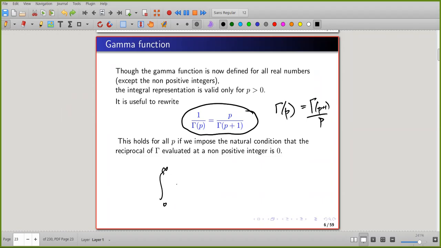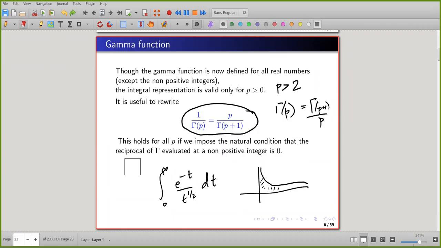Integral 0 to infinity, let's just take half, t to the power half dt. Although this function does blow up at 0, I'm guessing that the integral will still be finite. Is that correct? I'm not sure. To be safe, if you want, I can just write that we define the gamma function by an integral for, to be absolutely safe, p greater than 2.